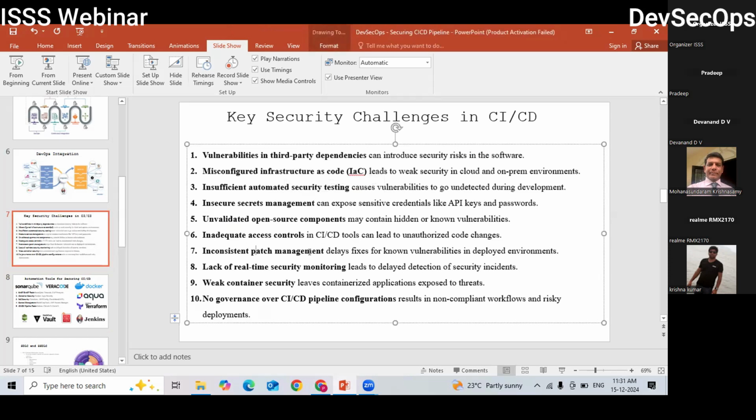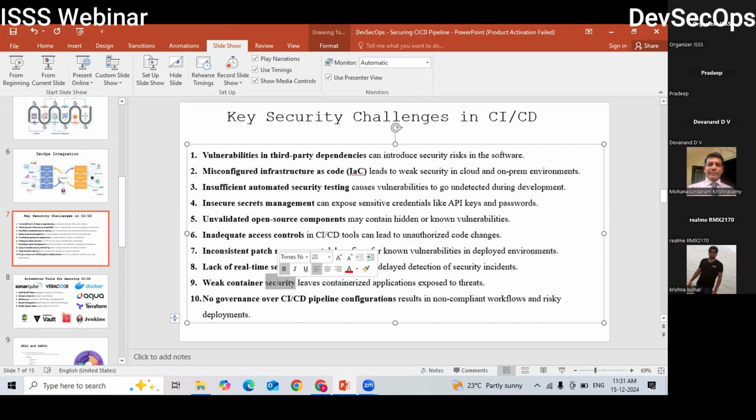And inconsistent patch management is always known for a longer period of time. Whatever components, tools, or software you use, you have to do patch management. And I can give you one more plugin in GitHub, a small plugin used for real-time security monitoring. If you put that into your pipeline, it is going to monitor the pipeline as well.